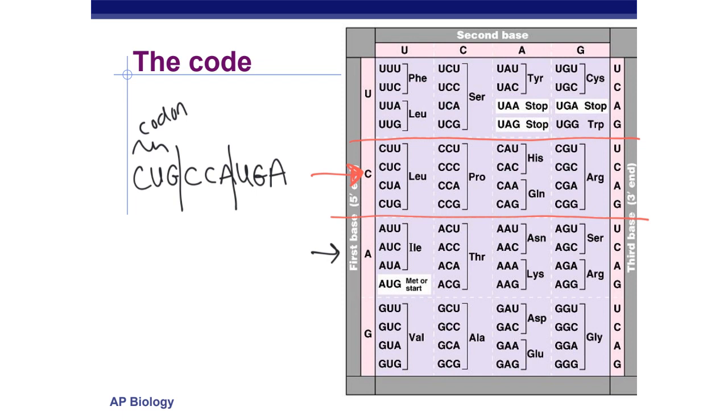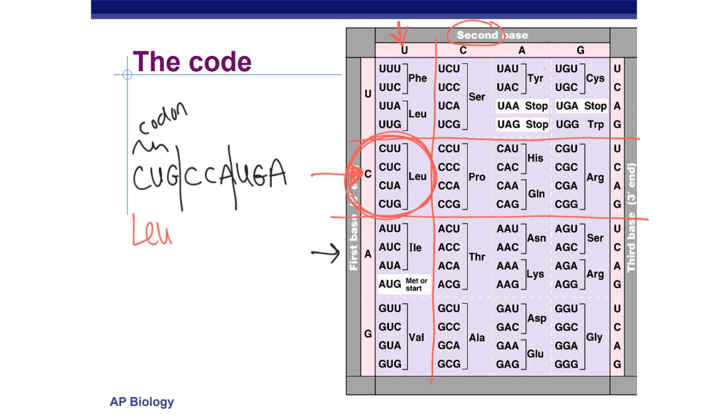My second one is a U. So now I come up to the top. Second base is on the top. I find the U. So now I know I'm in this first column here. So now I know I'm in this box. I've got it narrowed down to this box right here. It actually doesn't matter what the third base is because all four of those, all the CU possibilities are leucine.